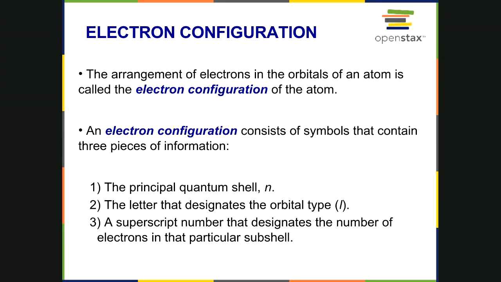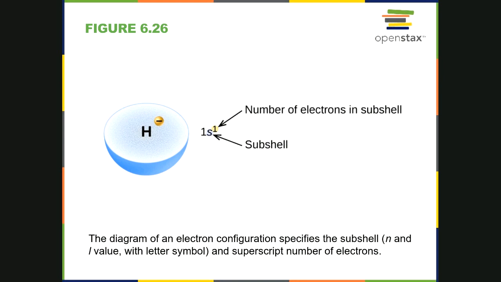So here's an example for hydrogen. Hydrogen is simple. It's one electron. Well, it's going to be in the lowest possible orbital, which is the 1s orbital. So we show we have an electron in the 1s orbital, so we put 1s. And because there's only one electron in here, we use this superscript to indicate how many electrons are in that particular sublevel. In this case, it's just one.